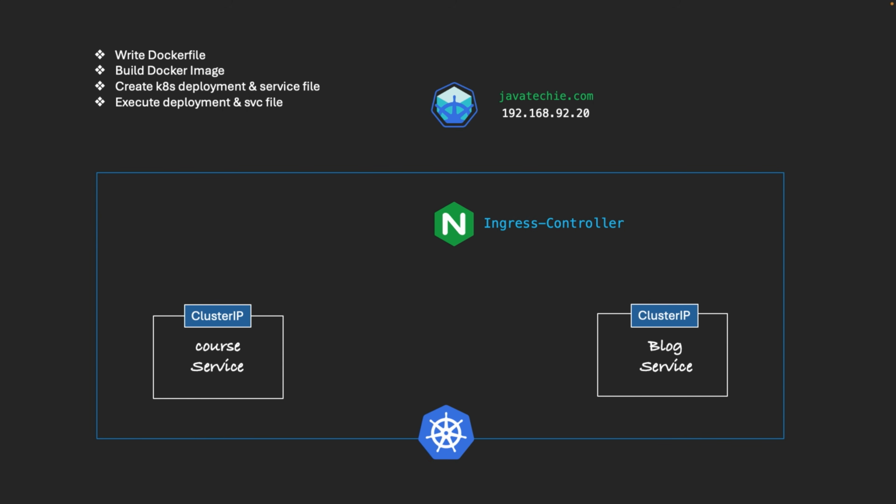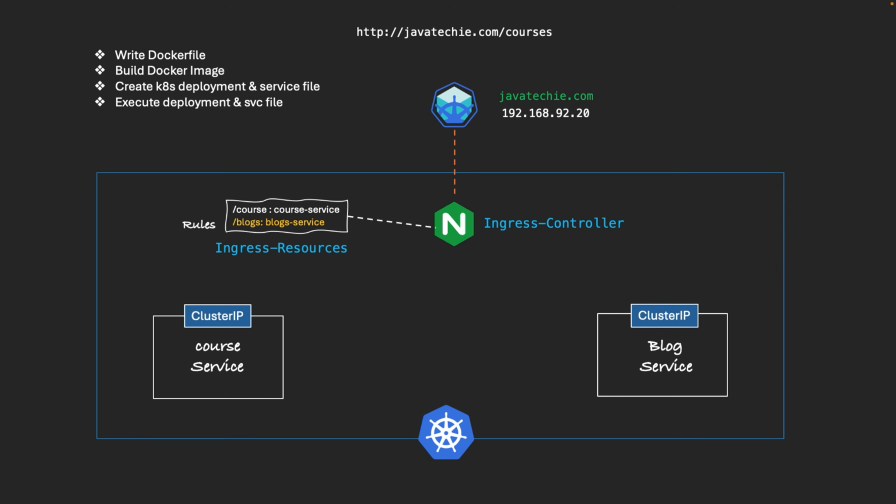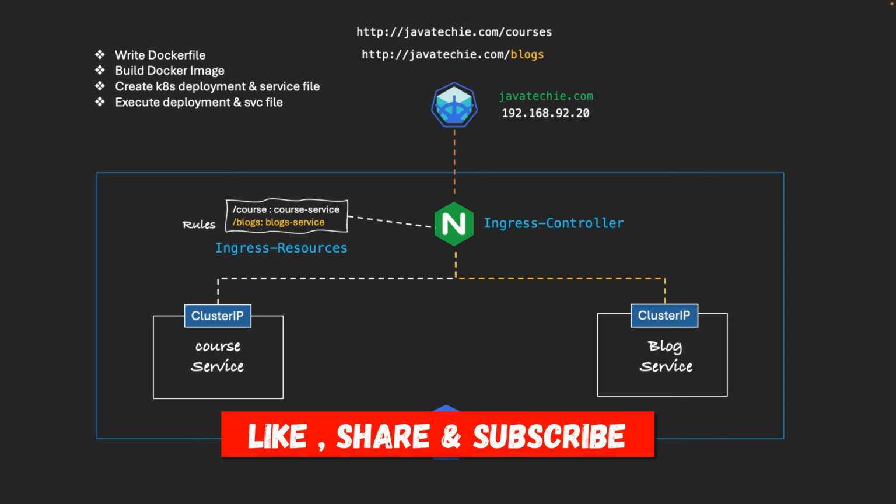Fine, that is javatechie.com. Next, we will define the path-based rule for our microservice in the Ingress resource, so that based on the incoming request, the Ingress controller will check the service map for that path and forward the request. Okay, this is the basic setup we'll demonstrate. So if you understand the flow, let's get started with the coding part.